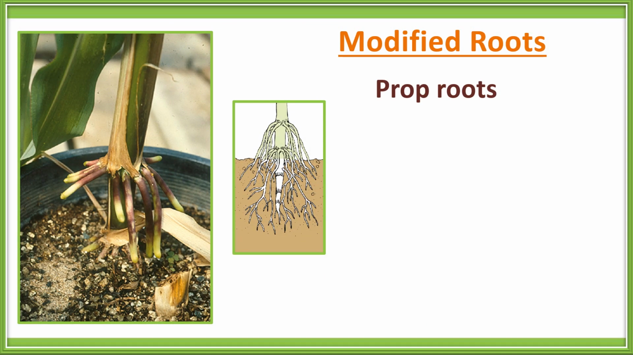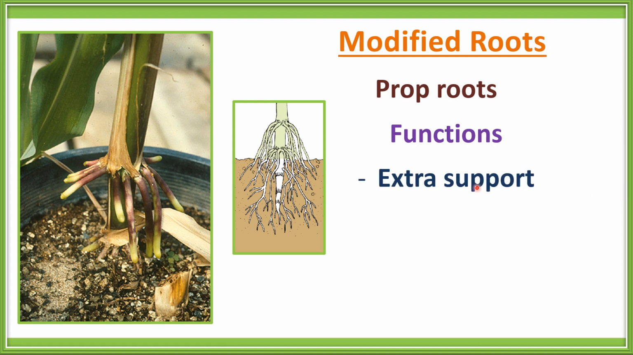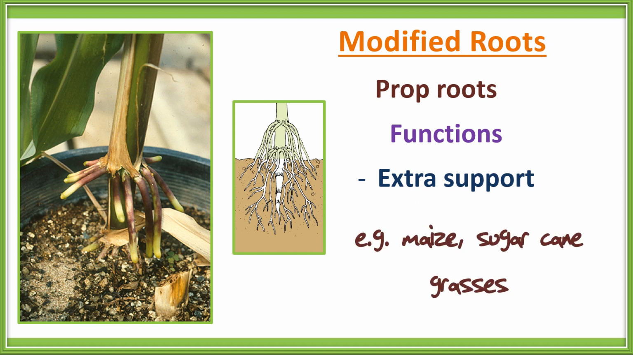Prop roots, modified roots. We have the prop roots, these ones we are seeing here. Their function: they provide extra support to the plant. Examples, we have the maize, sugarcane, and the grasses. They are some of the plants that have prop roots, a type of modified roots.